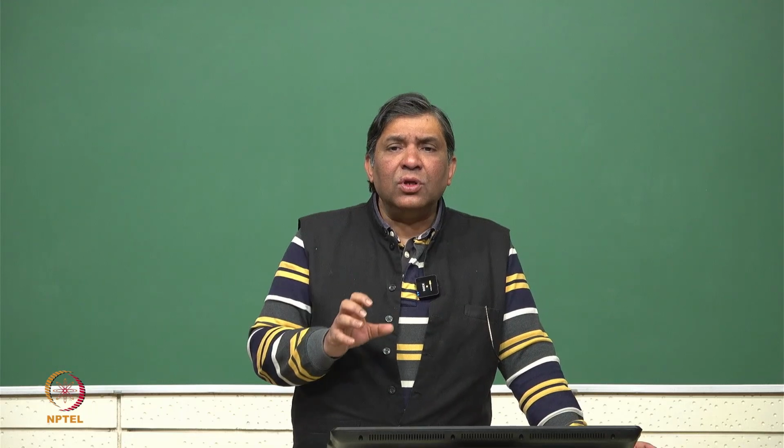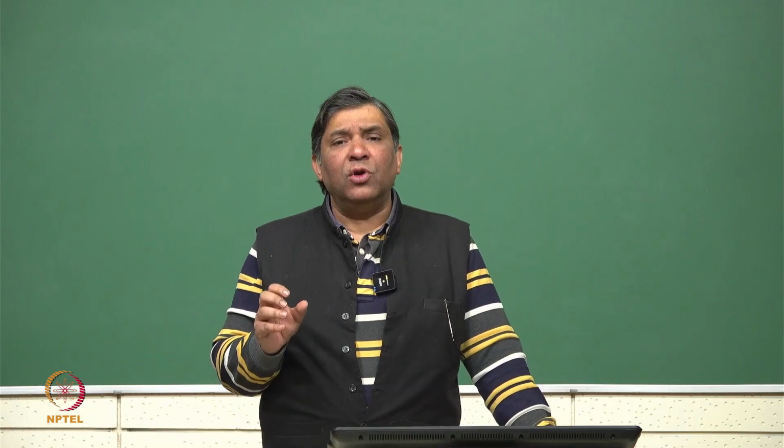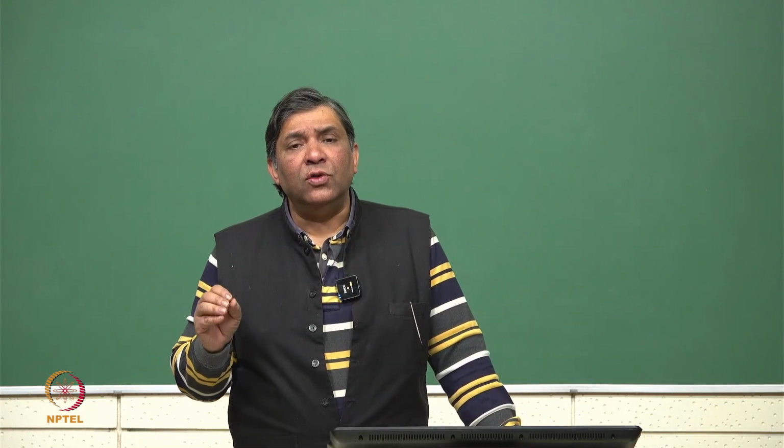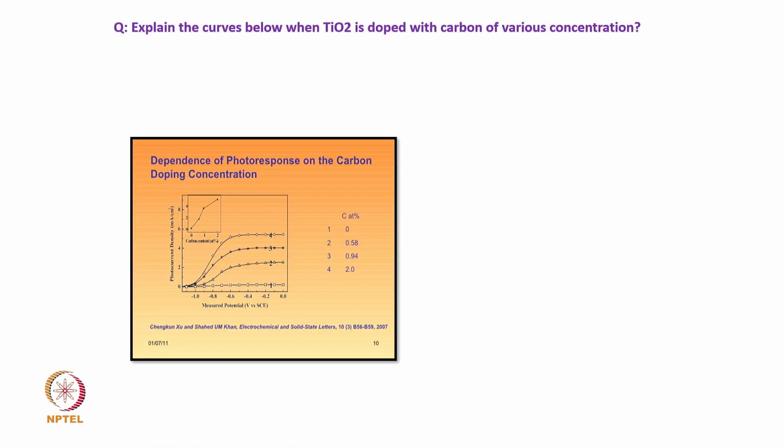Okay, and therefore, more and more visible light can be absorbed when TiO2 is doped with carbon. And this is what was demonstrated in this work, where you can see carbon at different atomic percent, 0% to 2%, and then there is a clear enhancement.